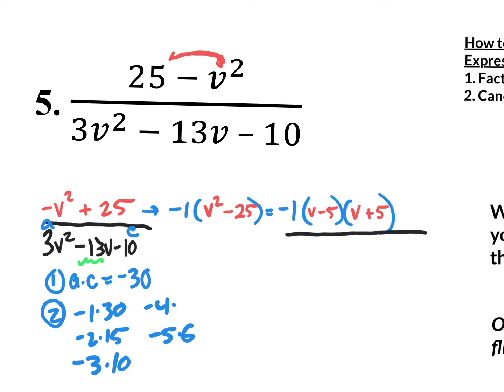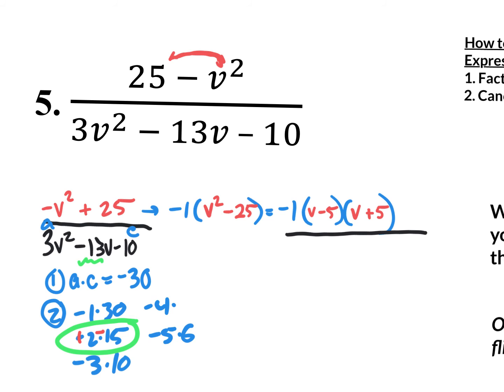Negative 3 plus 10 is 7. Negative 10, positive 3 is still not negative 13. Negative 2 and positive, okay, so negative 2 and positive 15, that'll give us a positive 13. So at least we have the right number, we just have the wrong sign. So we want to switch the signs and we're all good. So plus 2 minus 15.